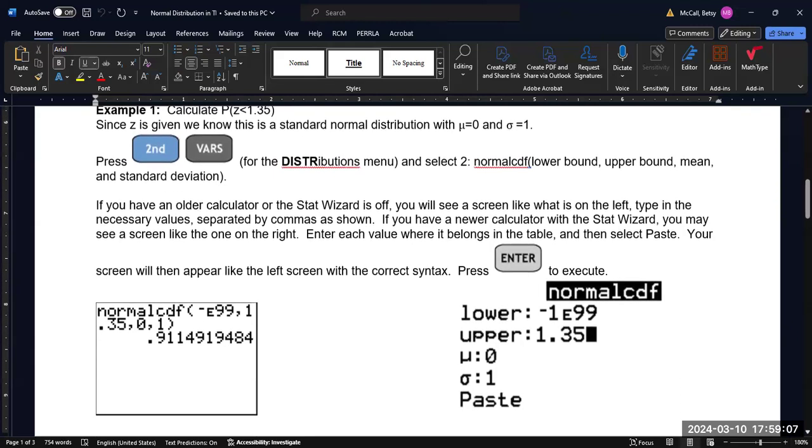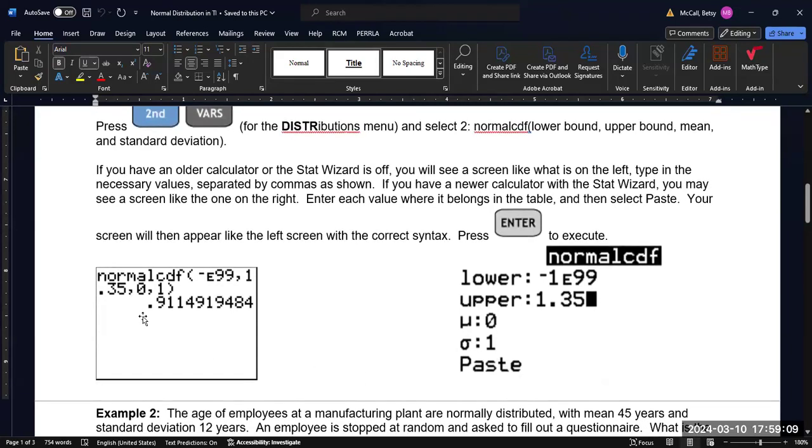If you are on the classic mode or you're using an older calculator, then you will have to remember to enter a lower bound, an upper bound, and then the mean and the standard deviation separated by commas. If you're in the stat wizard mode, you'll get a screen that looks like this, and it will remind you what you need to enter and in what order. So we're going to specify negative E99 here. The E key is just like a power key for 10 to the whatever. In this case, this is going to mean 10 to the 99th power, so it's essentially the equivalent of infinity.